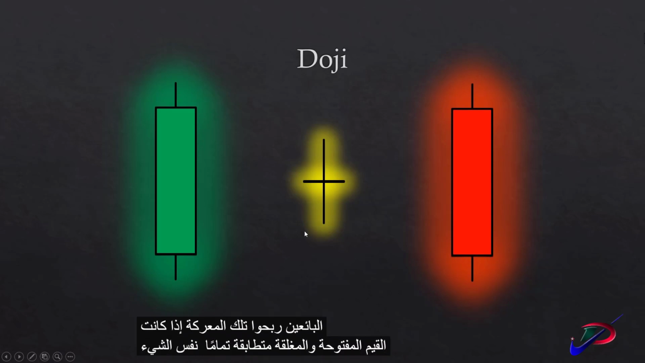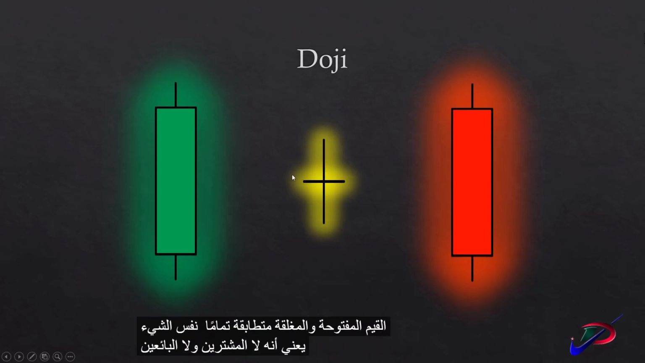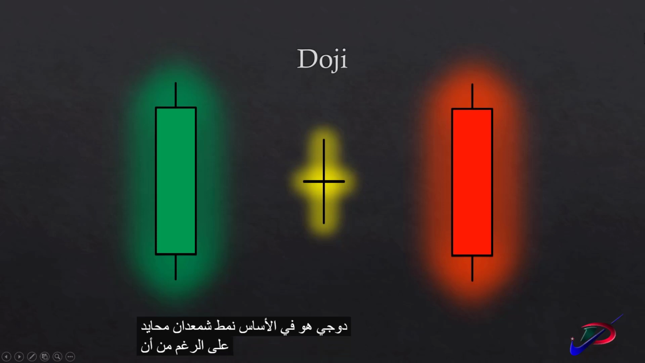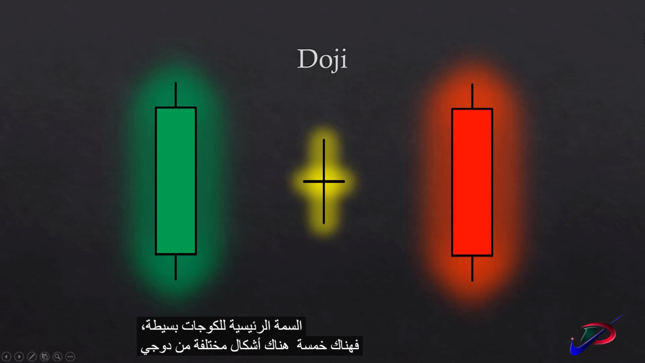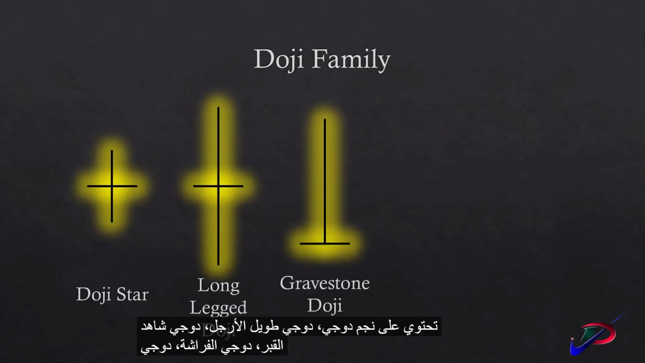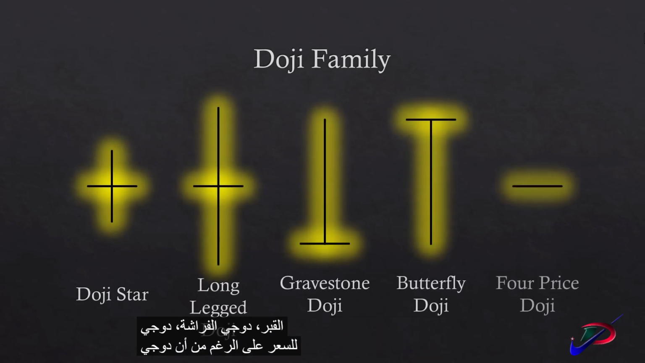If the open and close values are exactly the same, it means that neither buyers nor sellers won because they have similar power. And if they have similar power, price has no specific bias or direction. That's why a doji is mainly a neutral candlestick pattern. Even though the main characteristic of dojis is simple, there are 5 different variations of dojis. We have the doji star, the long-legged doji, the gravestone doji, the butterfly doji, and the 4-price doji. Even though dojis are neutral patterns, these different variations of dojis imply different things about buyers and sellers.